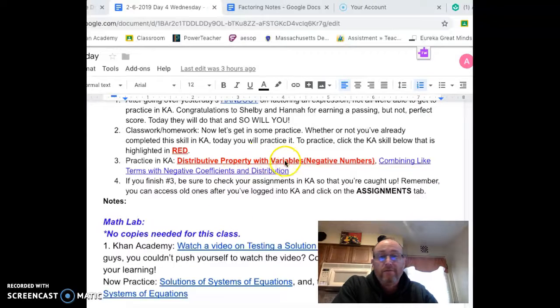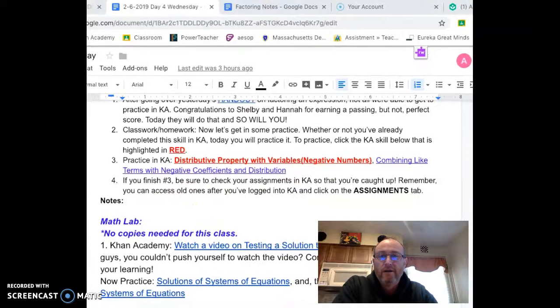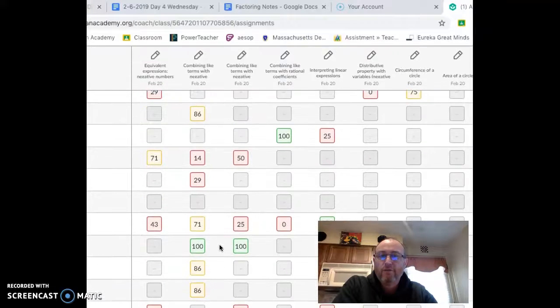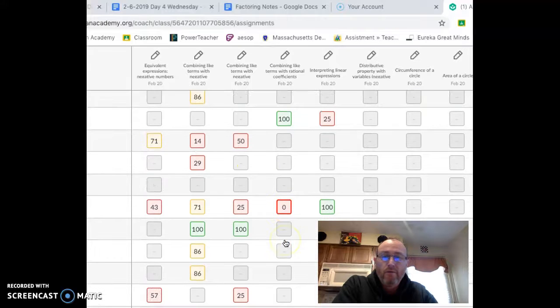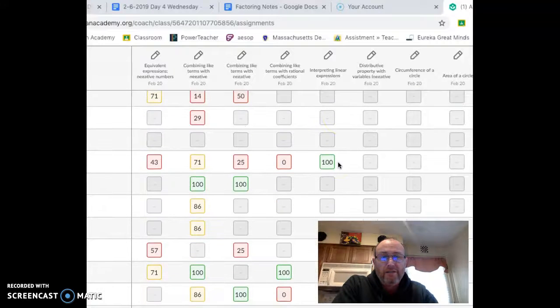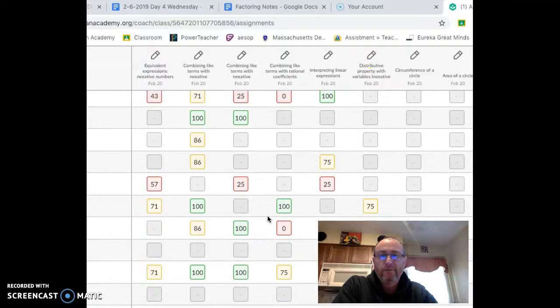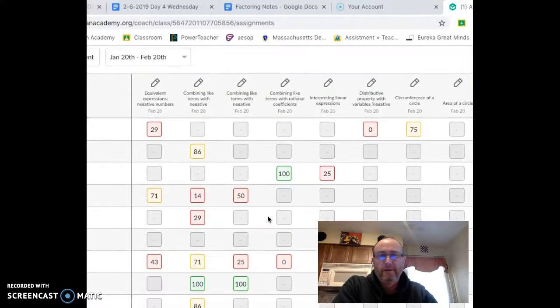If you do finish this, then go back to Khan Academy and check out the things that you still need to work on. I could pop that up right here. I don't want to show any names over here, but you can see there's a lot of scores that are low or they're just missing, and these are things that should be worked on today, like this one here, distributive property with variables. So that one should be worked on today, and anything that we're working on distributive property, all of these should be at least worked on so that you have a score in there.